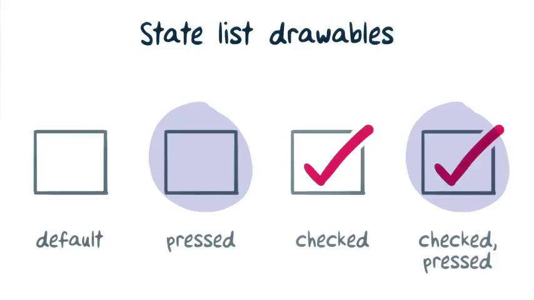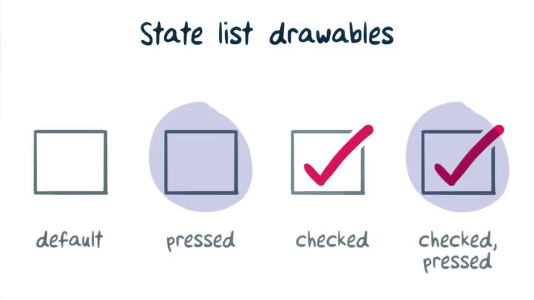Graphic elements of your user interface can change appearance to reflect the different states they're in. For example, they may change appearance to show that they are checked, or pressed, or focused, or even some combination of that, such as both checked and pressed.